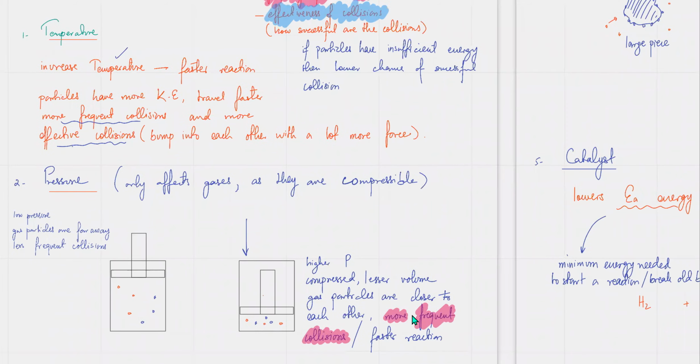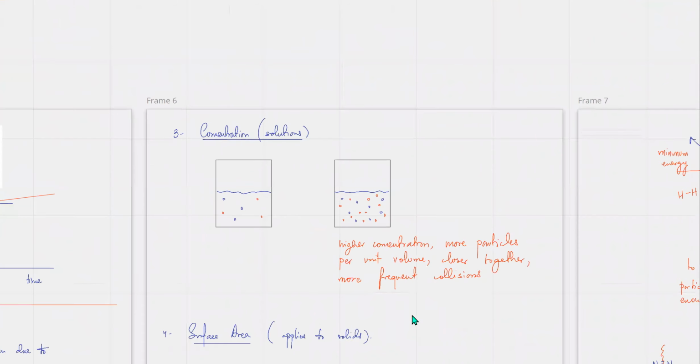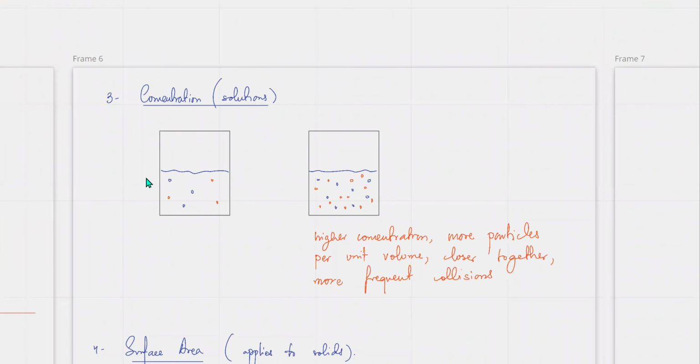Achha, you had this concentration thing. Solutions ke andar usually hota hai कि when it's more concentrated, you got more particles per unit volume. That means they would be closer together and you'll get more frequent collisions.